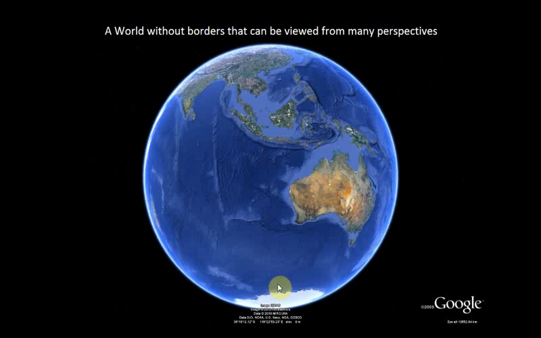without borders can be viewed from many perspectives, and I'm sure everyone's played on Google Earth. You can scan out on Google Earth and spin the globe around. I remember when Google Earth first came out. I thought it was really cool. You could zip around the world really quickly, and okay, so we're really used to doing that now.